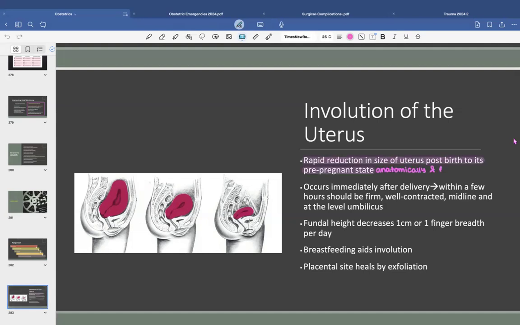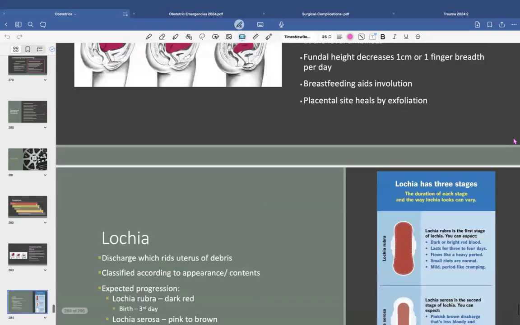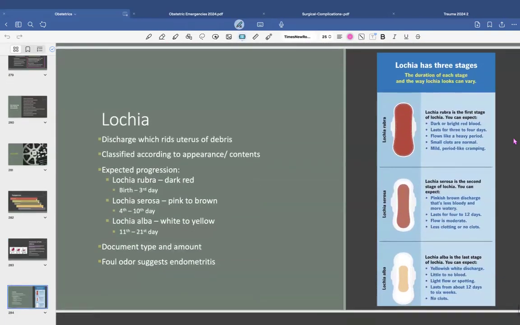The placenta will heal by exfoliation, which we're going to look at on the next slide. There is a discharge called lochia, which you will see on exam after birth. It's a mixture of blood, mucus, and uterine tissues. We classify it by its appearance and content. You'll see pictures there on the side where the first stage is very dark, bright red blood. This lasts a few days. It flows like a heavy period. Sometimes you'll have clots. Sometimes you'll have cramping, usually mild.